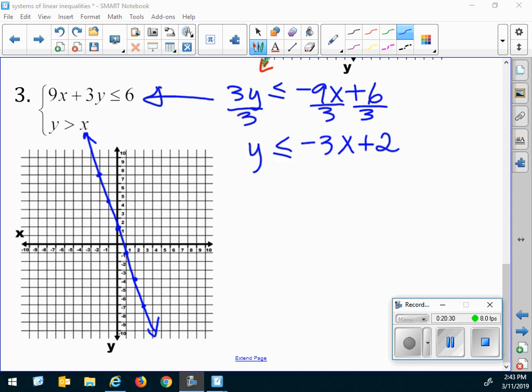Do we need to do anything to the second equation or inequality? Oh, I forgot to determine which side the shading's on, on the blue one. Up or down, above or below? What sign is this? Less than, below. Oh, I don't want to use red there. I want to use blue.